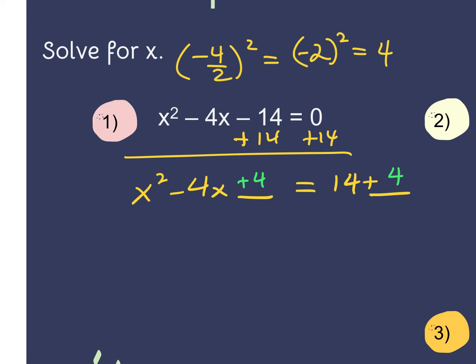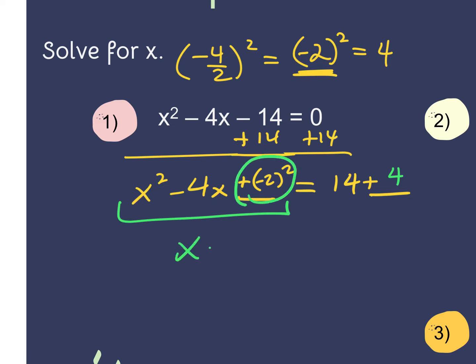Instead of putting plus 4 on this left side, what I'm going to fill in here is what it was before I squared it. So in here, I'm going to put in plus negative 2 squared. Because then when I go to factor this trinomial, all I do is take what this was and put it down here squared. And now that trinomial is factored. Now I do have to do the addition on the right side, and now I use the square root method.